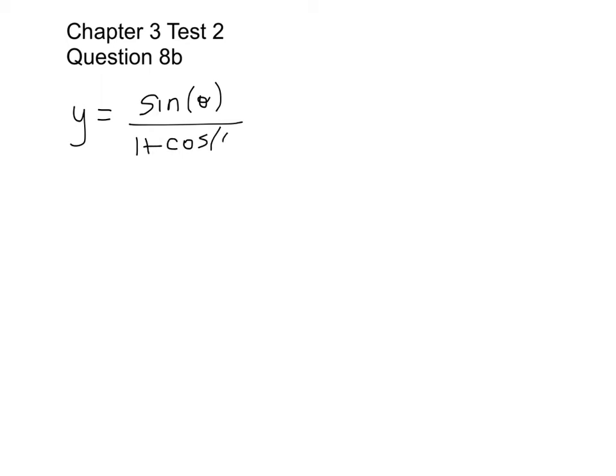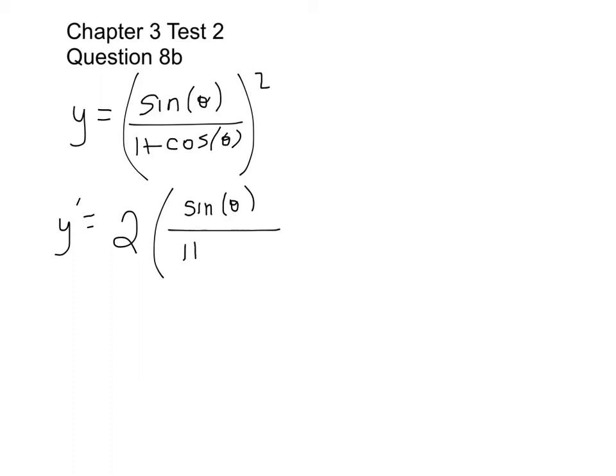I have y equals sine of theta over 1 plus cosine of theta, and I square that. To take the derivative, chain rule: bring the 2 down front, leave the inside alone, subtract 1 from the exponent, so that just becomes the first power. Now times the derivative of the inside.